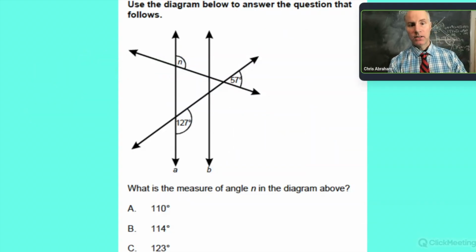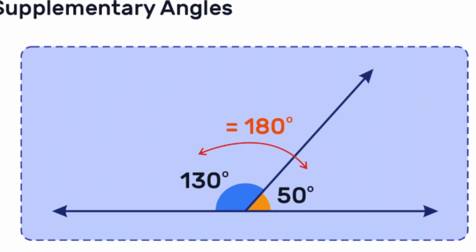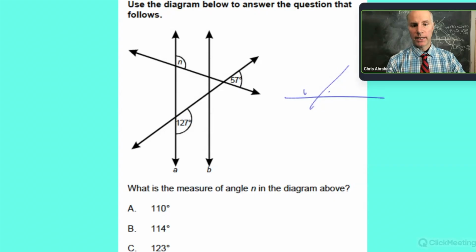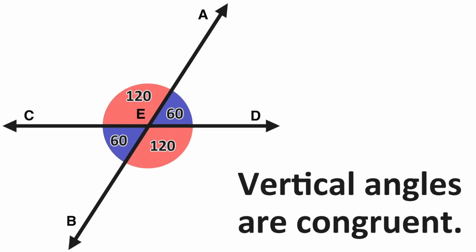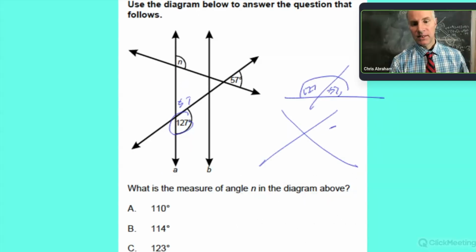We need to have an awareness of the supplementary angle rule. Two angles that form a straight line add up to 180. We use this one right here. If this is 127, then its supplement would be 53. We use that rule to help us with this problem to get to the 53. We also use that opposite angles or vertical angles are equal. If this is 57, then this is also going to be 57.